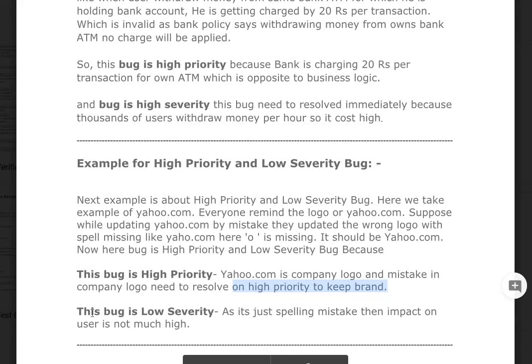But this bug is low severity. Why? As it is just a spelling mistake. This will not impact anywhere in the functionality. So that is the reason the severity of this bug will be low. This is all about a high priority and low severity bug. You can give this example anywhere if someone is asking you.